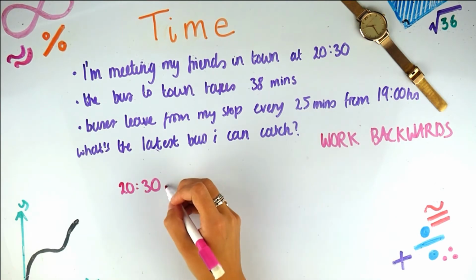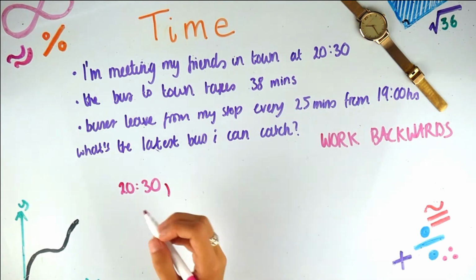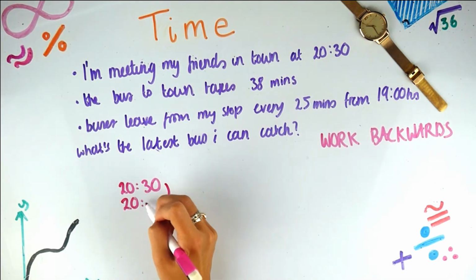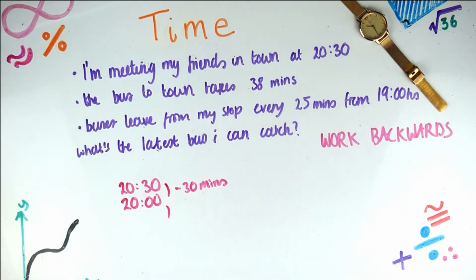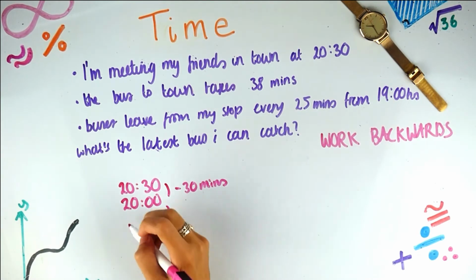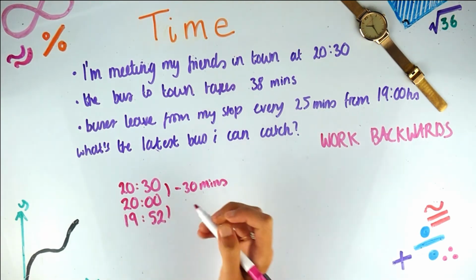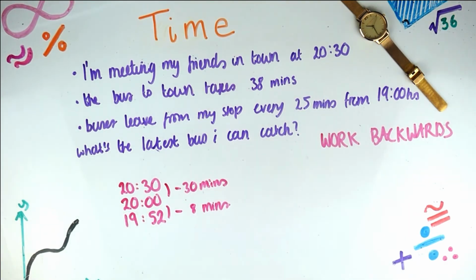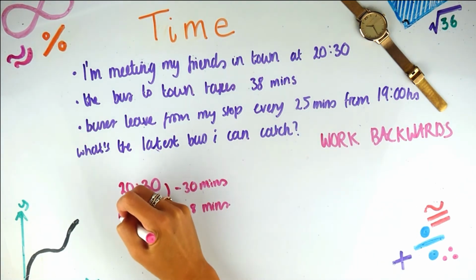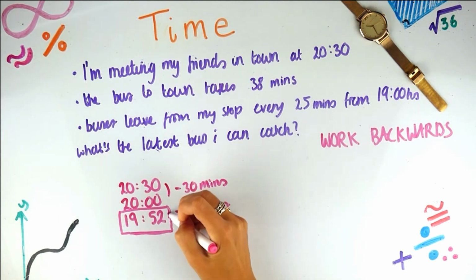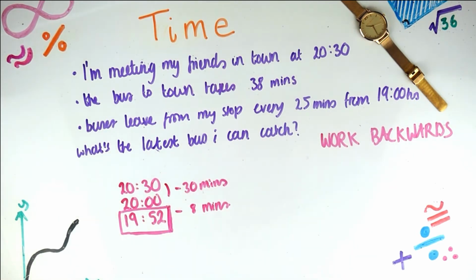So first of all, that's quite a hard number to subtract when doing time. So I'm going to subtract half an hour, and that will get me to 8. So that's minus 30 minutes. Now let's minus 8 minutes, and that is going to be 7:52. So that's minus 8 minutes. So that is the latest bus I could catch to be perfectly on time. So that is the taxi I would get basically if I could arrange it for me.